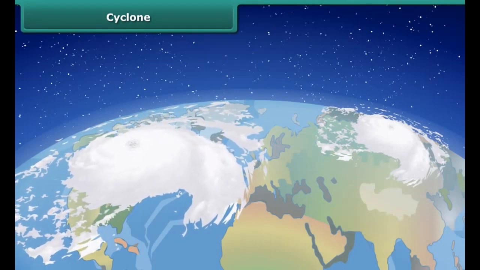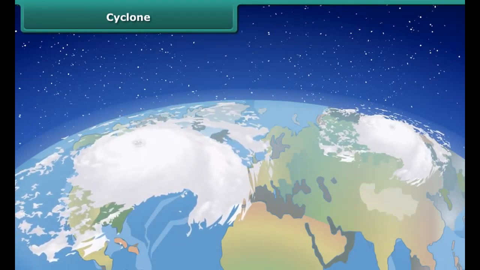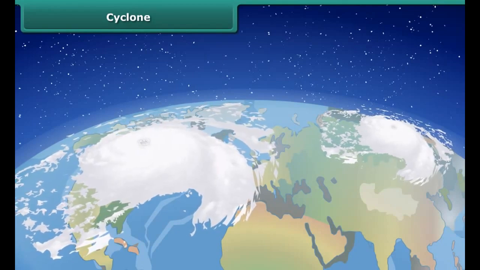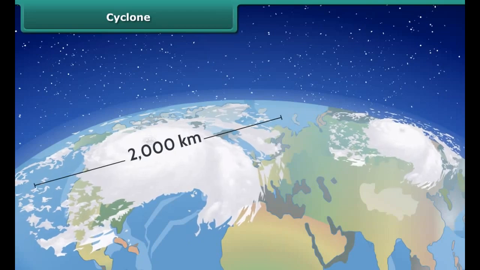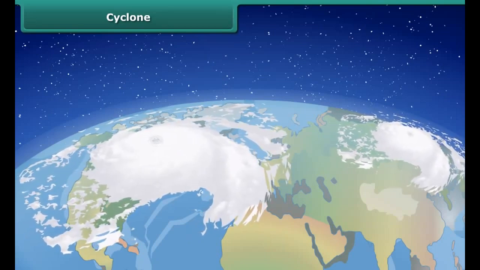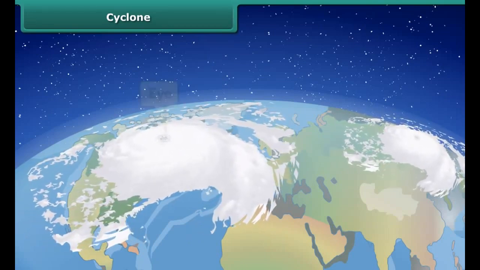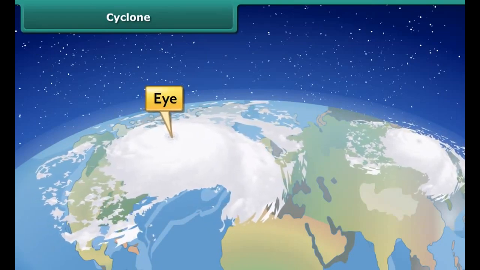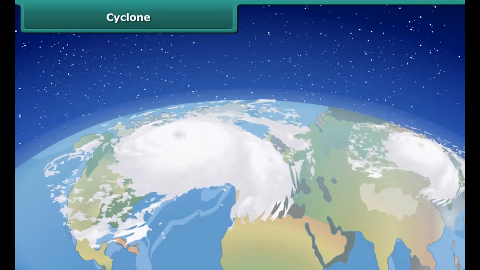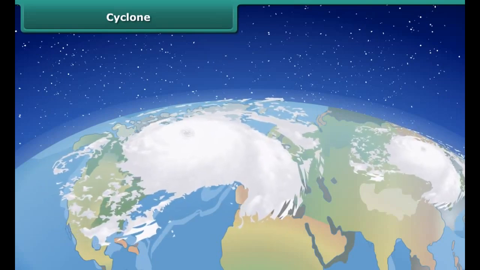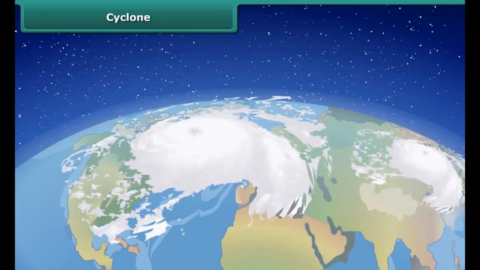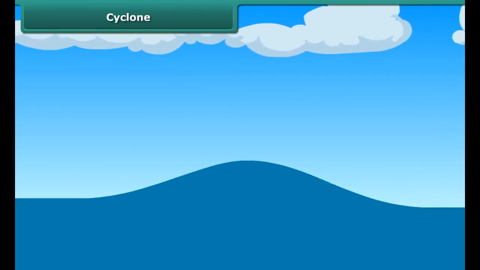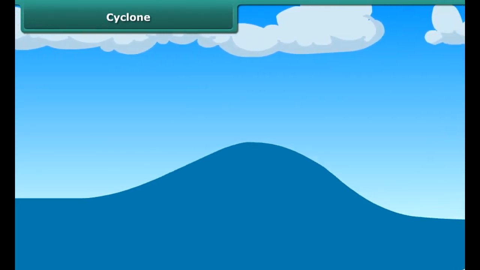The swirling winds rotate faster and faster, forming a huge circle which can be up to 2000 km across. The center of a cyclone is a calm area. It is called the eye of the storm. As the cyclone builds up, it begins to move. Cyclones are extremely destructive. They can lift the water as high as 3 to 12 meters.